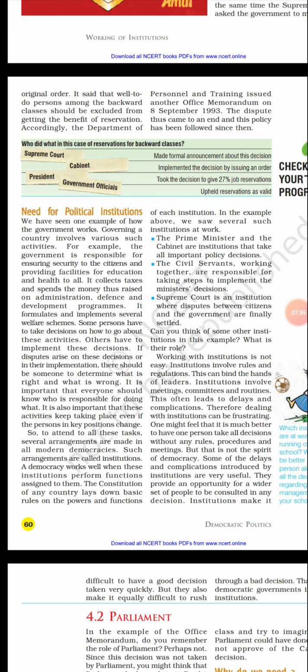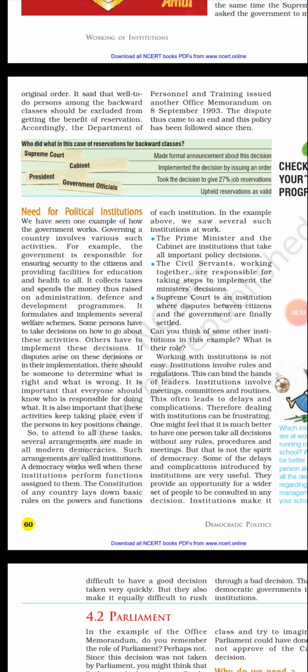Now, institution involves rules and regulations. This can bind the hands of the leaders. Institution is very, very important, because in every institution there are rules and regulations, and everyone is bound to follow all the rules and regulations. Okay, no one can do their monopoly, no one can dominate the other. So one might feel that it is much better to have one person take all decisions without any rules, procedures and meetings, but that is not the spirit of democracy.